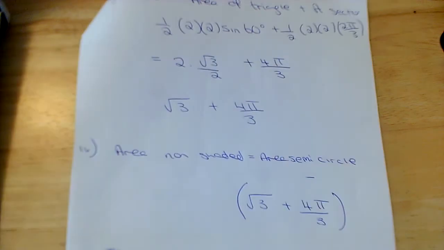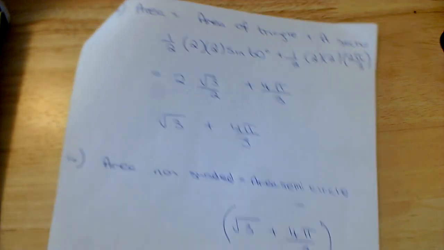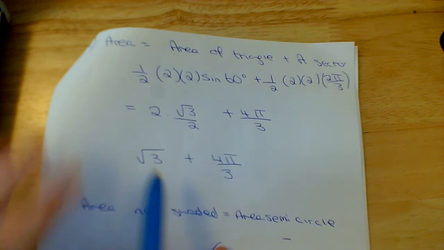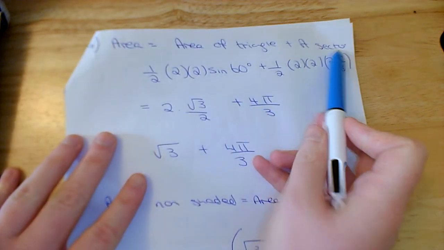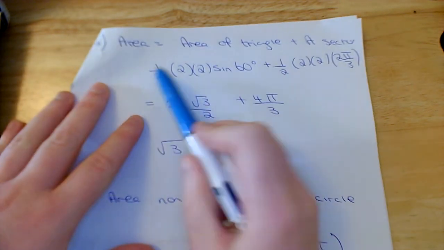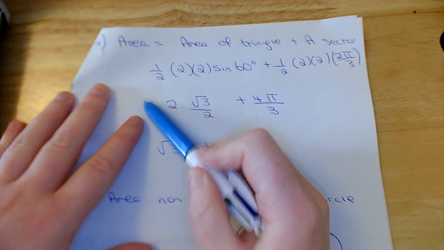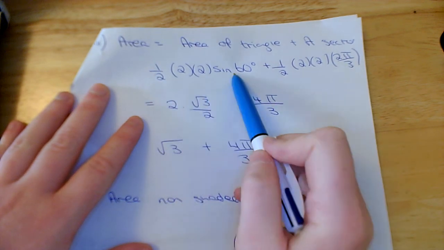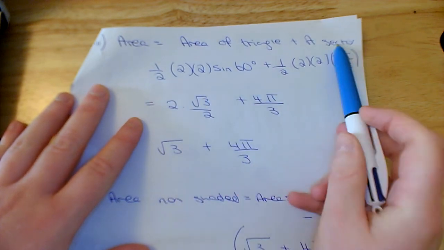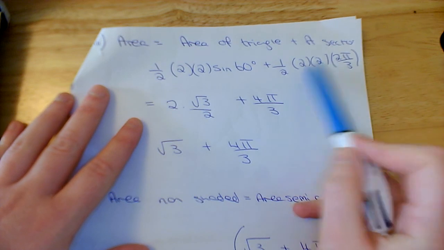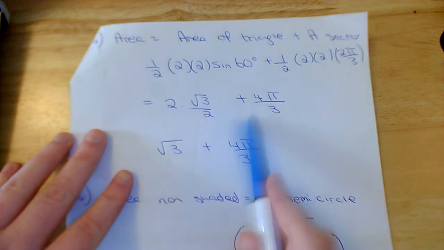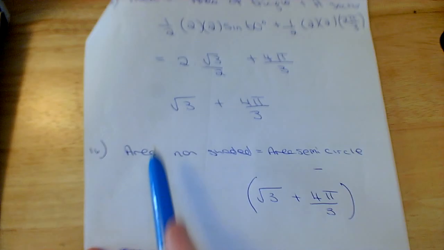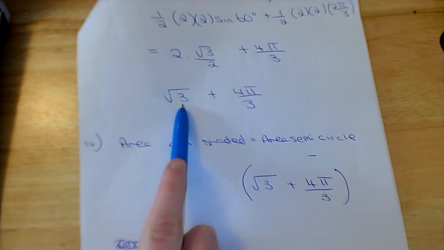And then my area is equal to, that's the wrong one, second. So I was asked to get the area of the shape, so it's the area of the triangle plus the area of the sector. The area of a triangle is half AB sine C, so half times 2 times 2 times sine 60 degrees, plus the area of my sector, half times 2 squared times pi over 3. So it's 2 times root 3 over 2 plus 4 pi over 3. When I multiply this out, I get root 3 plus 4 pi over 3.